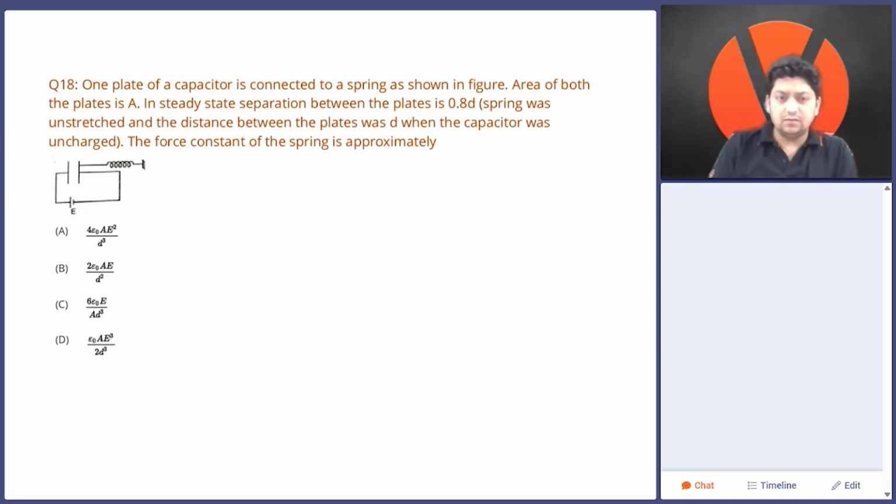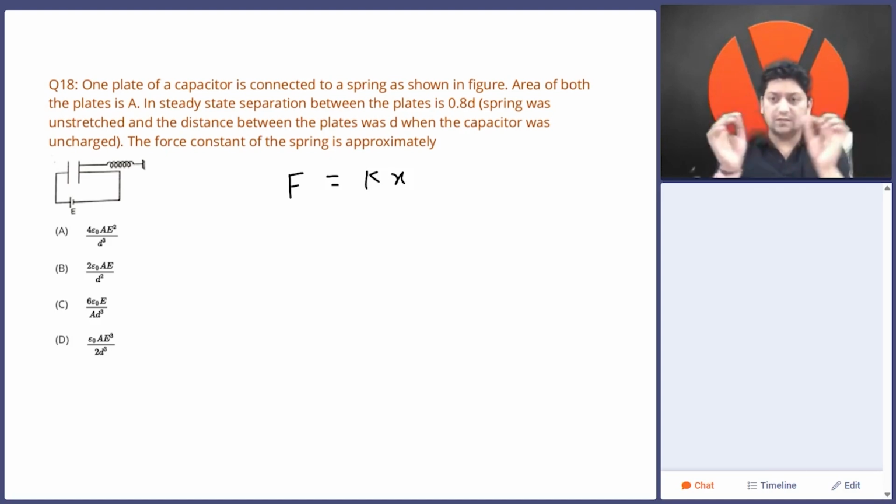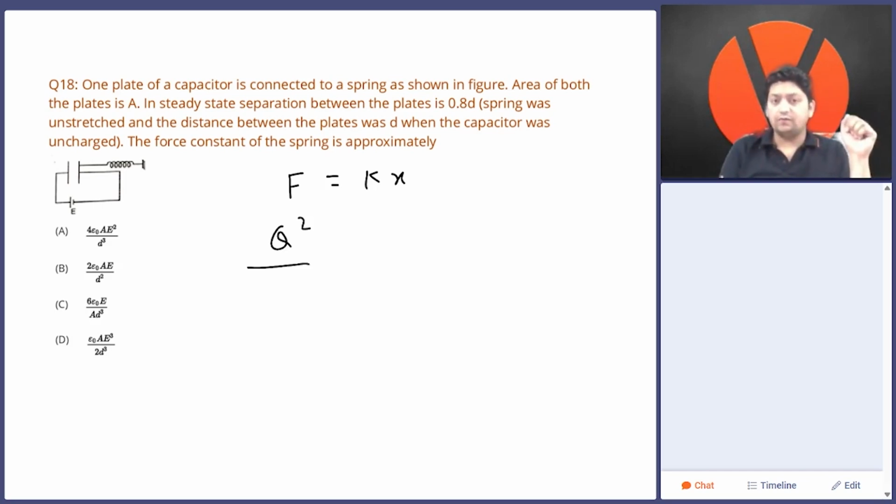Now, as we know, in this kind of case, the force between the plates of the capacitor will be equal to the restoring force of the spring, right? Because plates will be attracted towards each other, and when the plates are attracted, spring gets expanded. So we know the force between the plates of the capacitor is given by the square of the charge between the plates into by 2 epsilon naught A, right?